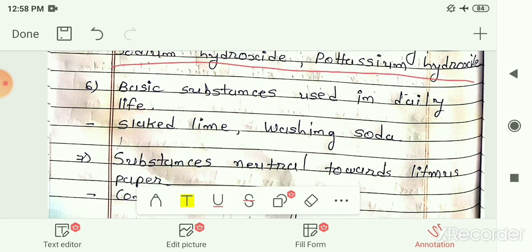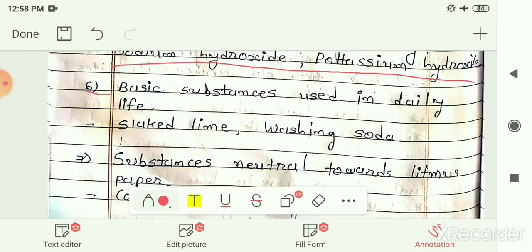Next, sixth number, basic substance used in daily life. Basic substance which we are using daily in our life. So here your answer is slaked lime and washing soda. These are the two substances which we are using in our daily life, which are basic in nature.